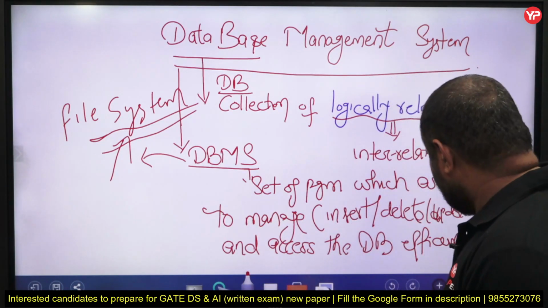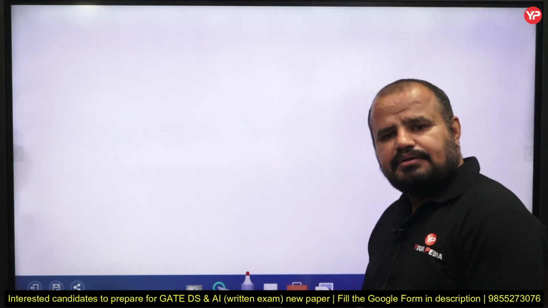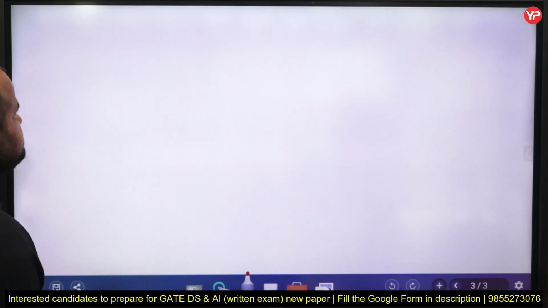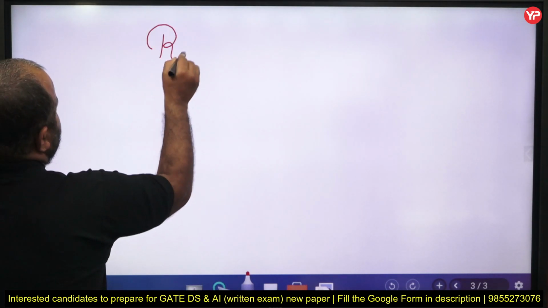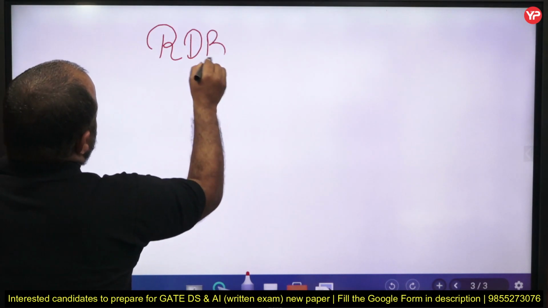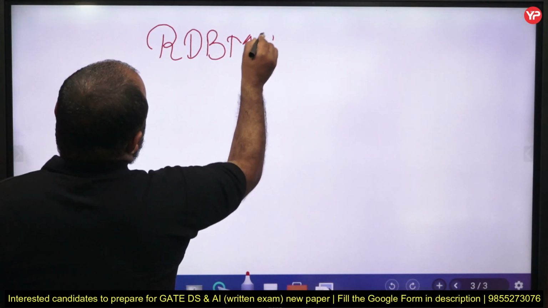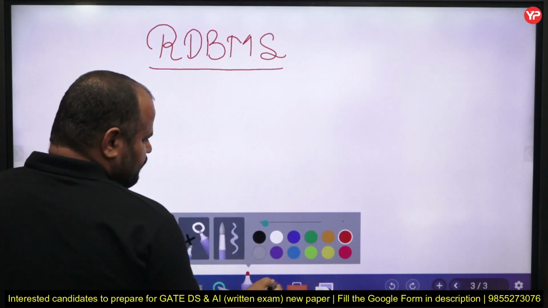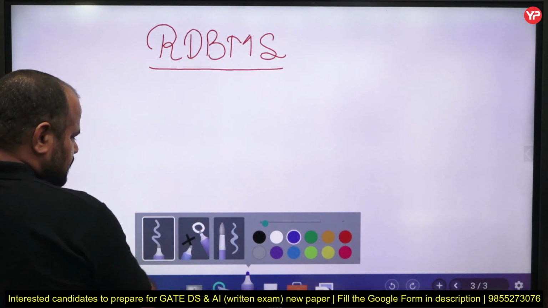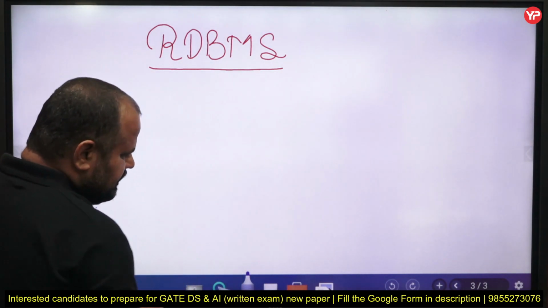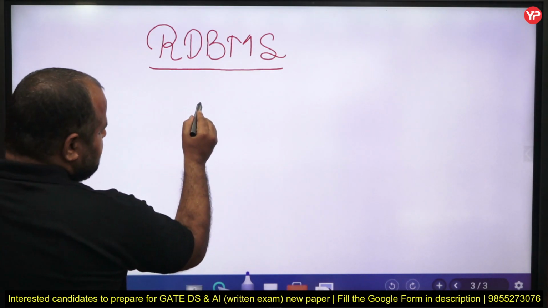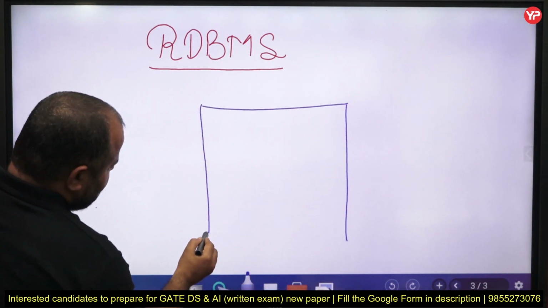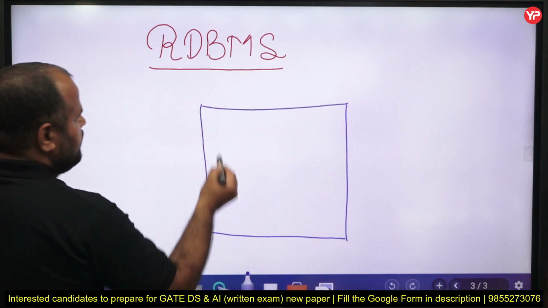So my dear students, we have many different types of database management systems, but in our syllabus we are going to discuss only RDBMS, that is Relational Database Management System. So what do you mean by Relational Database Management System? Whenever we store our information in the form of a table, that database management system is called RDBMS.